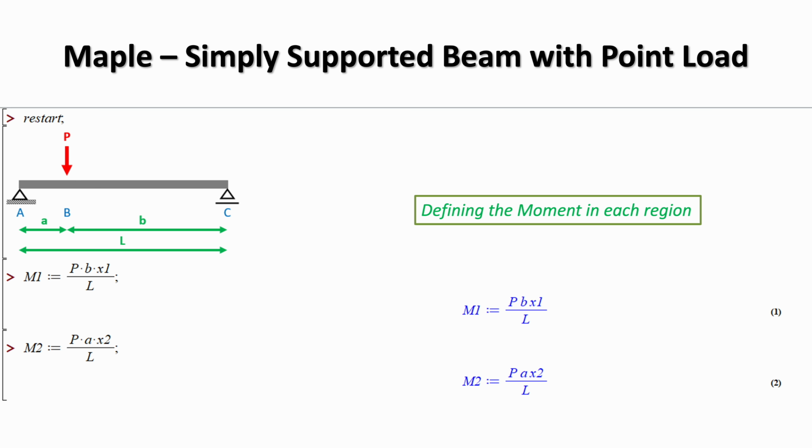We then assign the bending moment expressions for each region. The key thing to notice here is the colon equal symbol. In Maple, this assigns an expression to the variable. It tells Maple that this is the definition of the bending moment. So for region 1, we assign PB over L times x1, and for region 2, we assign PA over L times x2. Exactly the same bending moment expressions we derived by hand. Maple is now storing them so they can be used in later steps.